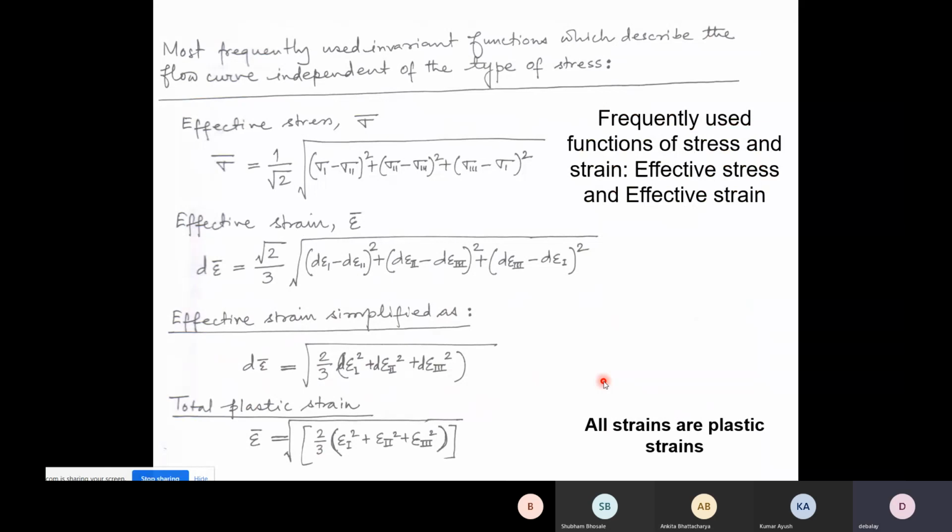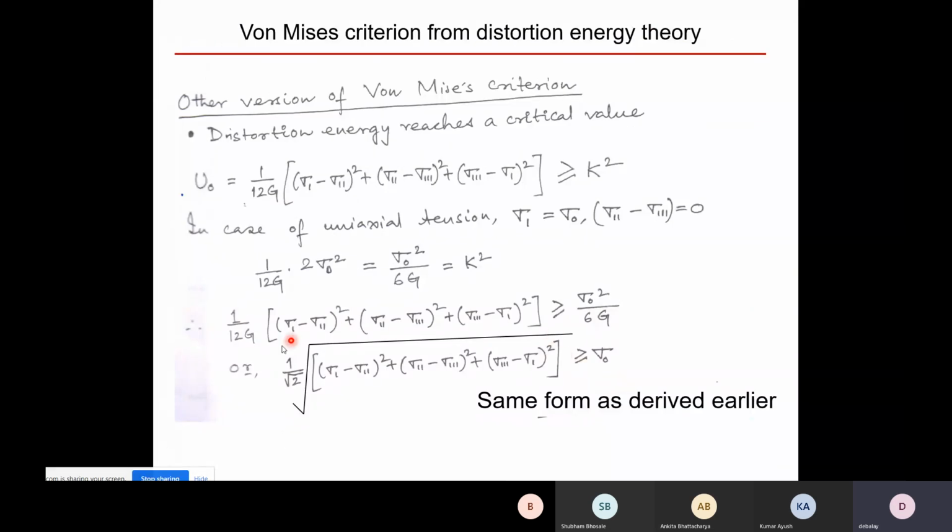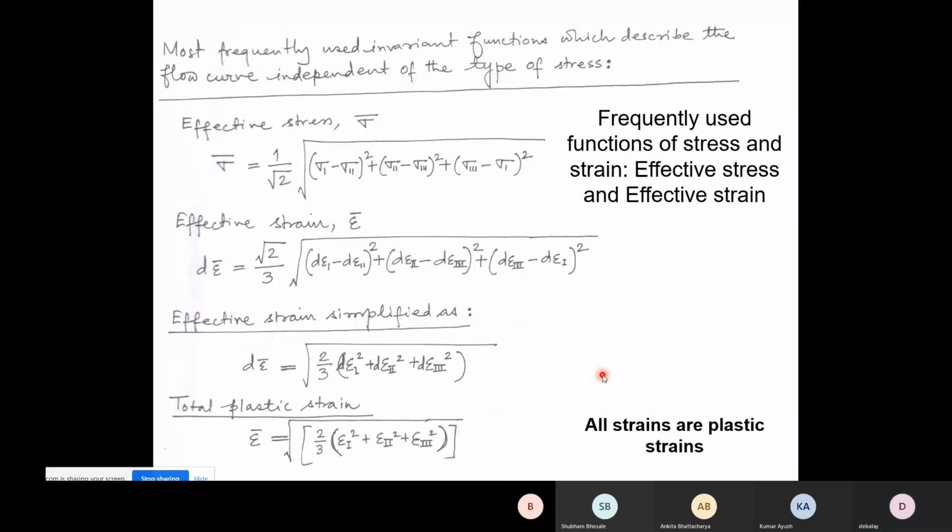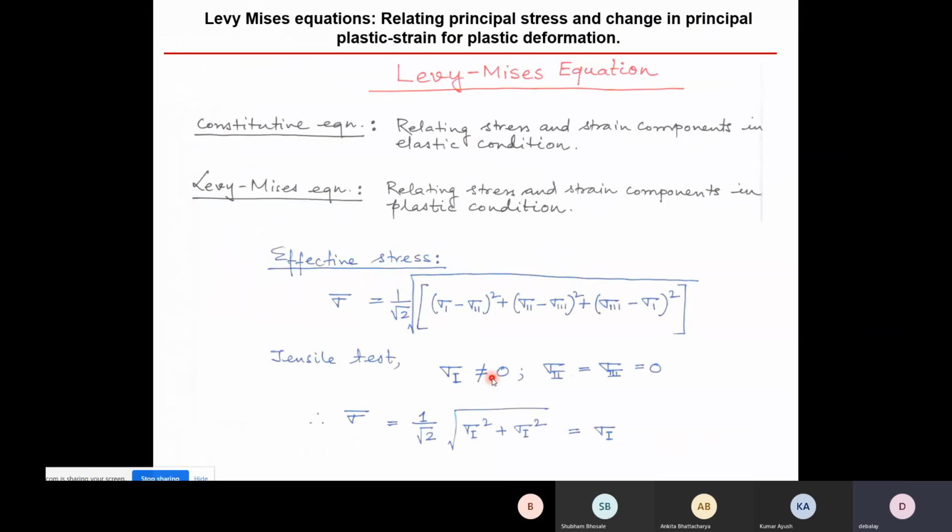Some useful stress strain expressions: we represent something we call effective stress. The von Mises expression, the left hand term, is called von Mises effective stress. When von Mises effective stress exceeds the uniaxial yield strength, yielding will occur. So this is effective stress. Similarly, in the plastic deformation condition, I have said principal strains are represented in terms of d epsilon, small increments. So there is an effective strain also that can be simplified and represented in different forms.